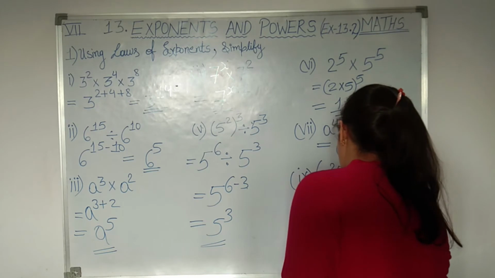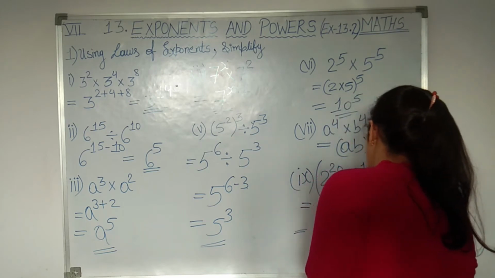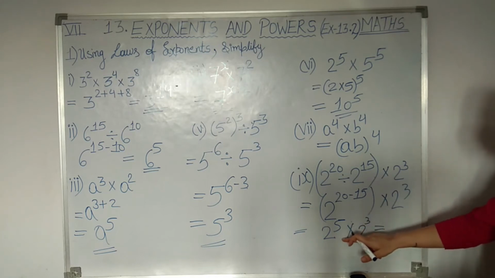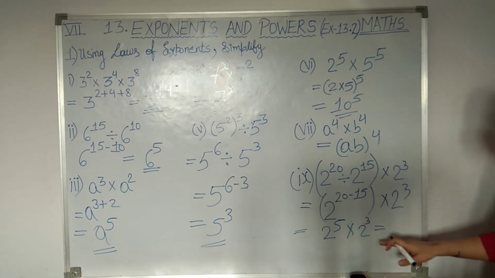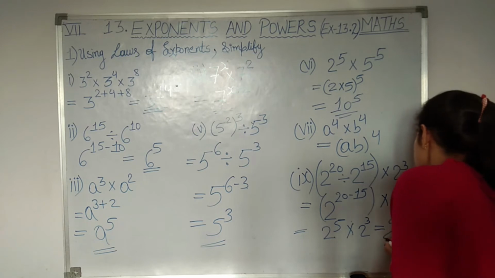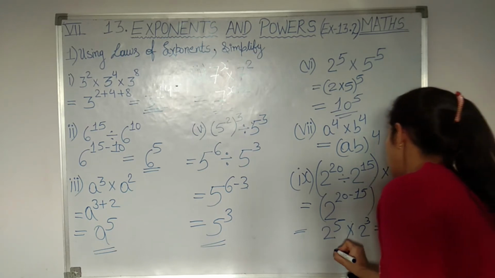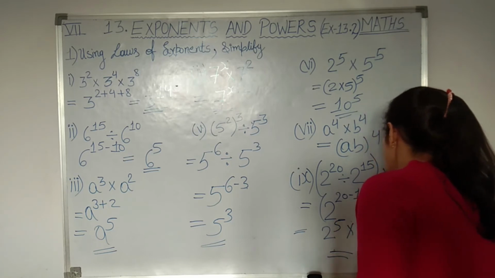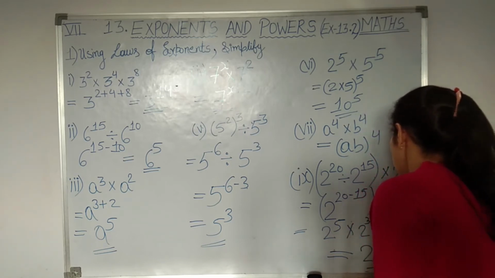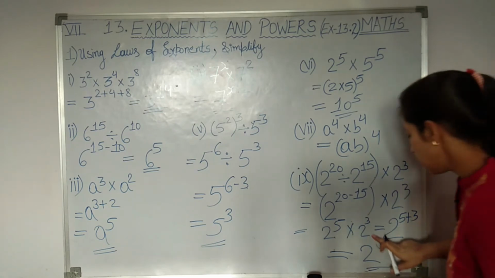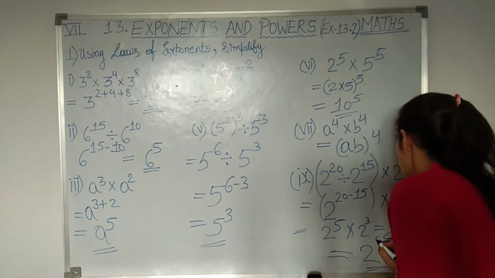2 raised to the power 5 into 2 raised to the power 3. Isn't it students? Here I have subtracted, I got 2 raised to the power 5 into 2 raised to the power 3. Again the base is same, so I have taken it as common and the exponents were different. So the final answer is 2 raised to the power 8. Clear students? The final answer here is 2 raised to the power 8.